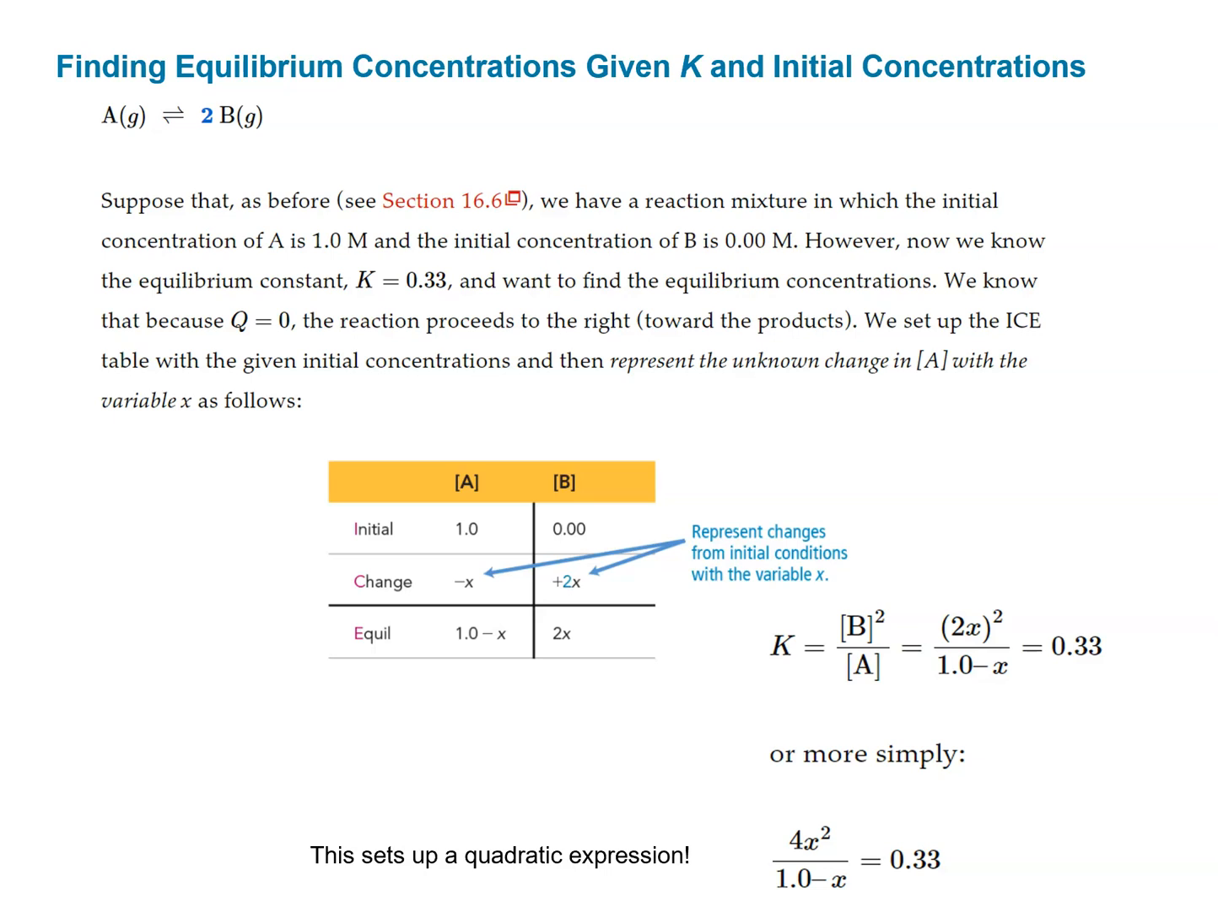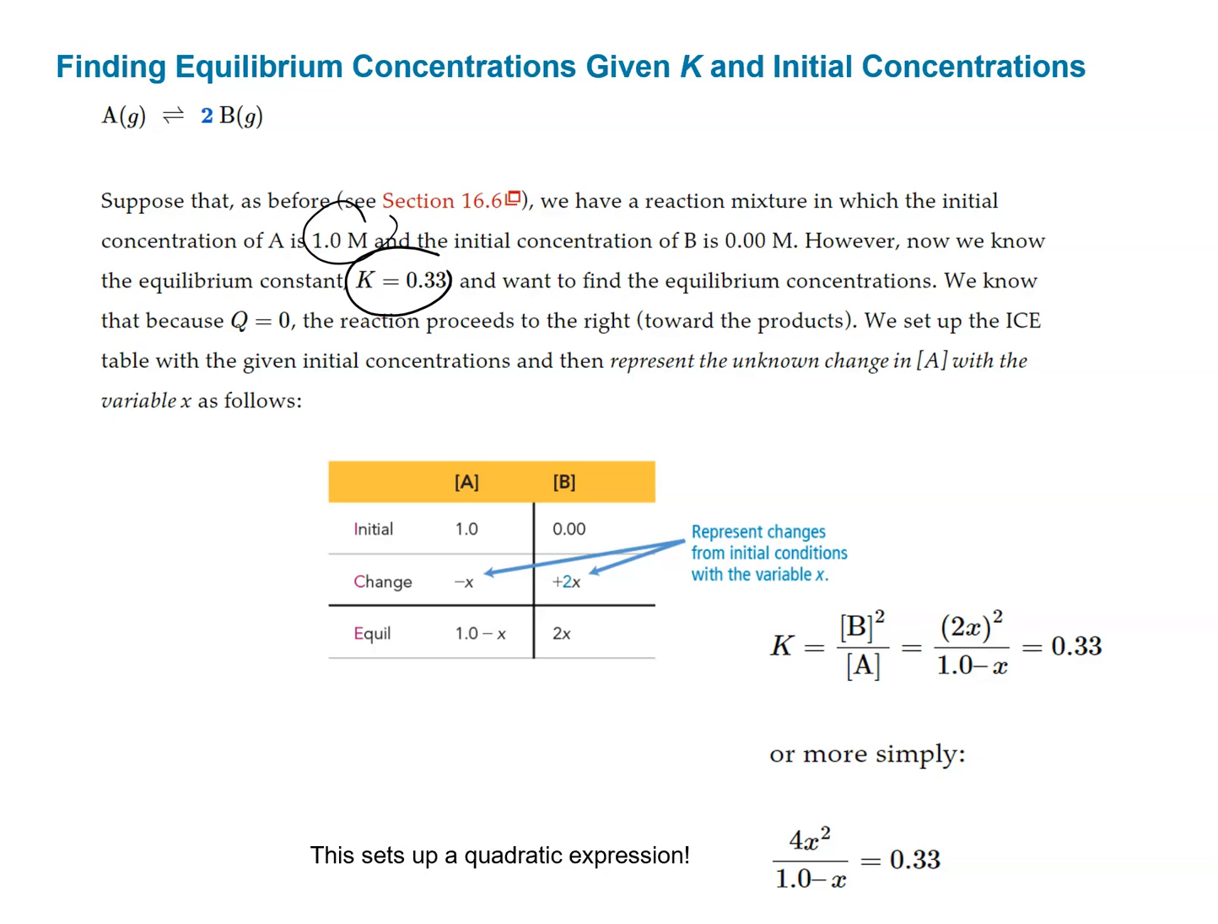So let's say that we have this reaction mixture in which A is 1.0 moles per liter, and the initial concentration of B will be 0 because we haven't allowed the reaction to proceed yet. However, now we know, because we looked this up, that the equilibrium constant K equals 0.33. And what we want to do is predict all of the equilibrium concentrations. So that first thing, we know that Q is 0 because instantaneously the reaction has yet to proceed. Therefore, it will go towards products to some extent. So we're comfortable with writing it in this particular direction.